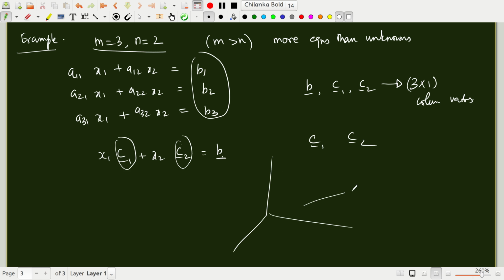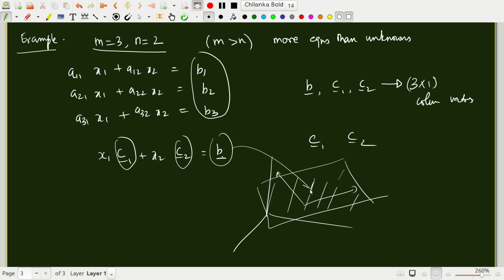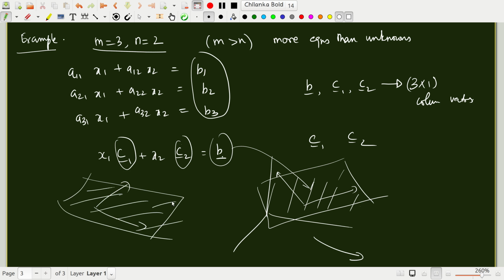c1 can be like this, and c2 can be like this. So c1 and c2 will form a plane in 3D. Only if b lies on that plane will there be a solution. If I give you some other b which is not lying on that plane, that cannot be expressed in terms of these two basis vectors, because c1 and c2 will form a plane in general. That is a plane in 3D, and if I give you any b that is not lying on that plane, then you cannot find a solution.